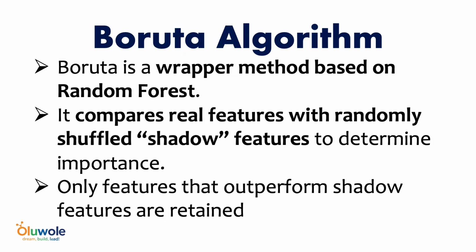Any feature that only performs as well as the shadow feature will not be retained. If the shadow feature has performed at a level of 80% and the feature performs at 80%, it won't take it. But if it performs at 81, it will keep that feature, because it believes those features will help the model perform well.